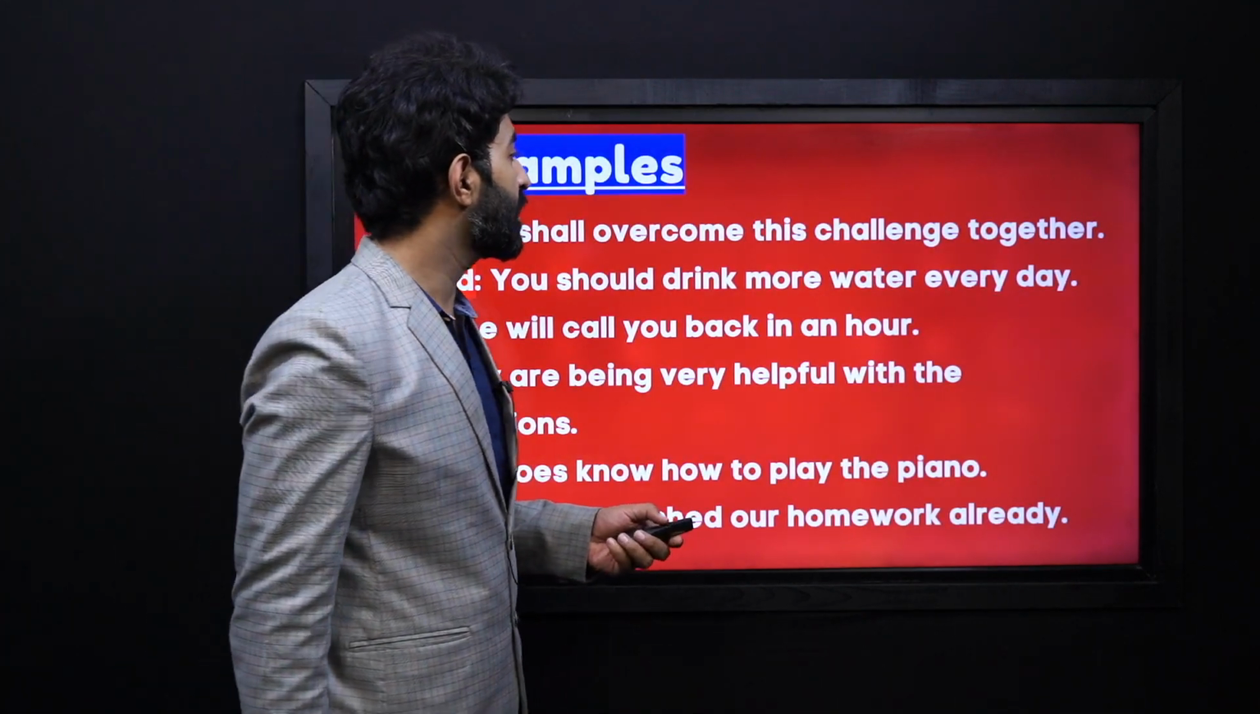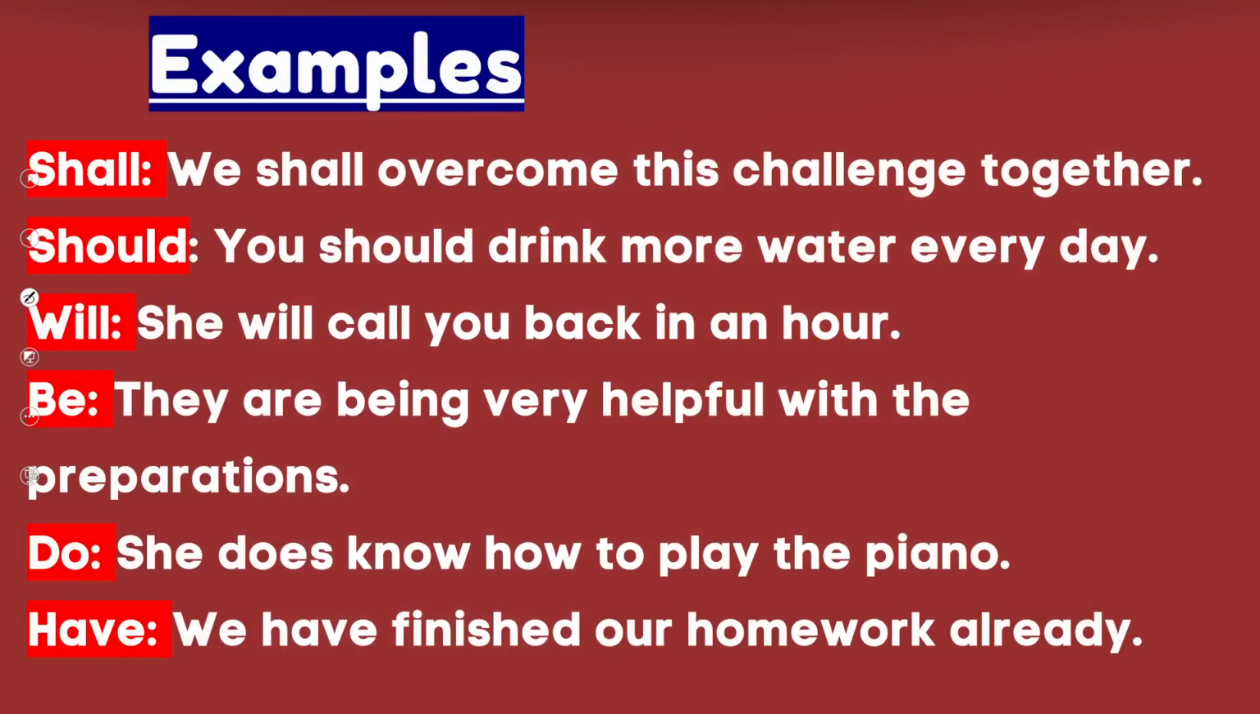Now, let's look at some examples. So, we shall overcome this challenge together. Here, shall is our auxiliary verb. You should drink more water every day. She will call you back in an hour. They are being very helpful with the preparation. Being is another form of be. She does know how to play the piano. Here again, does is also a form of do.